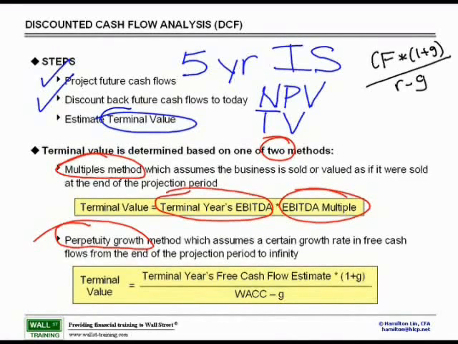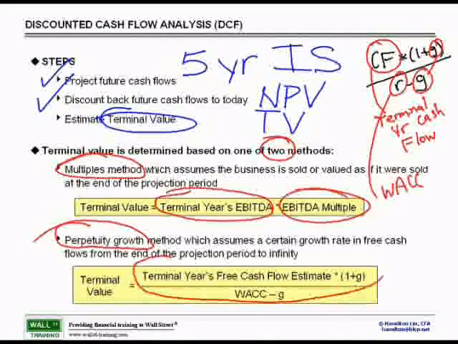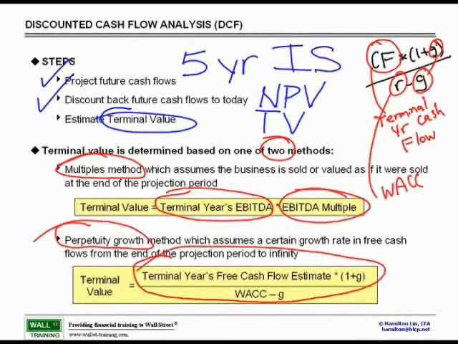So in other words, this cash flow number here, that will be your terminal year's free cash flow number. And then you would grow that by G, which is your assumption of what it will grow by. Then you would divide that whole stream by R minus G, where R will be your WACC, your weighted average cost of capital, and then minus the same G. That's summarized by this formula down here: terminal value equals terminal year's free cash flow estimate times 1 plus G divided by WACC minus G.